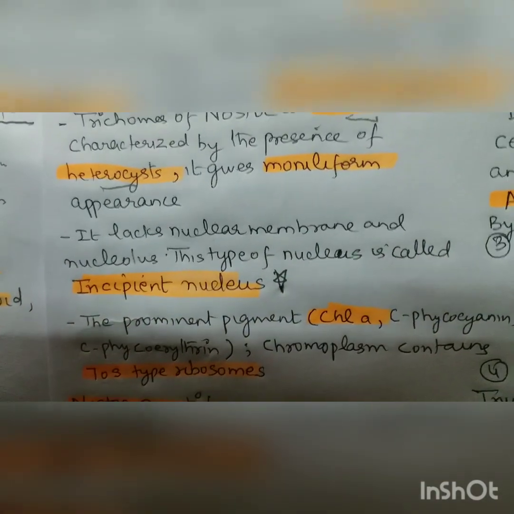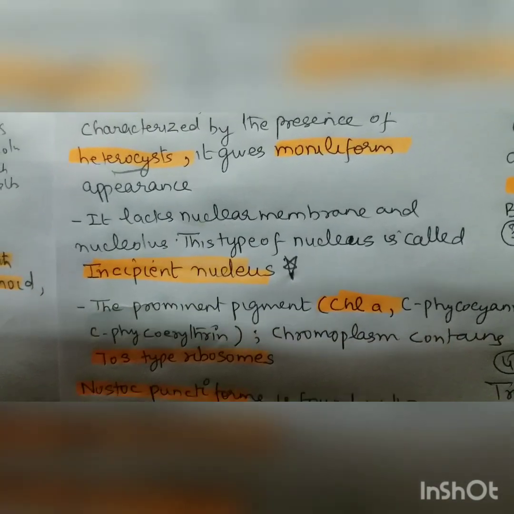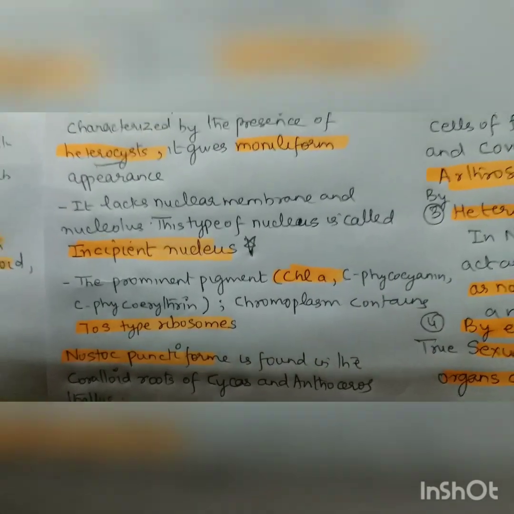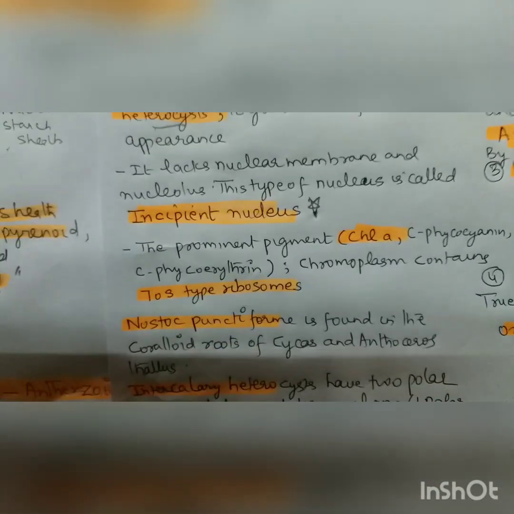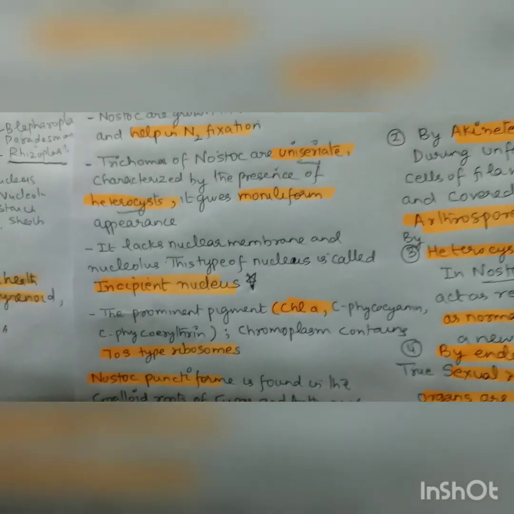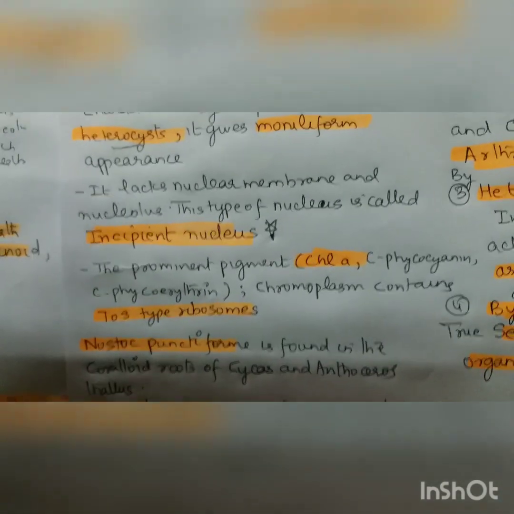It lacks nuclear membrane and nucleolus. This type is called, very important, I put a star, incipient nucleus. So the question arises, where will the incipient nucleus form? Then you will say it is Myxophyceae, Cyanophyceae or Nostoc, any option it will come.